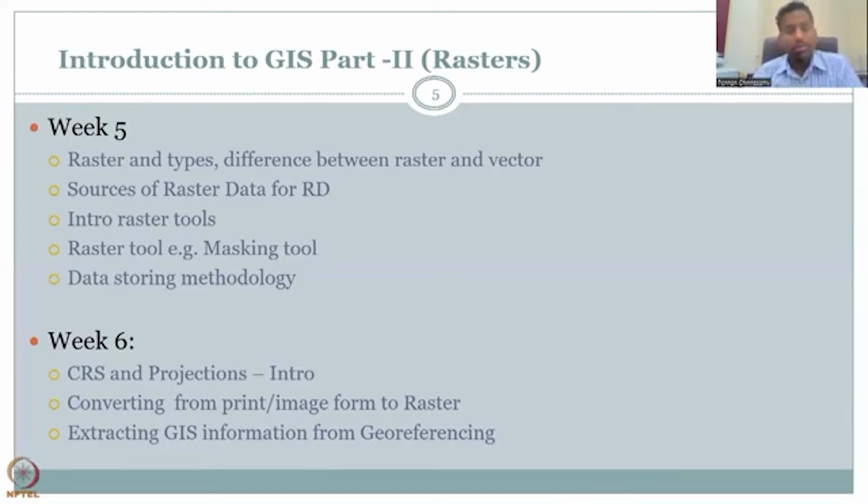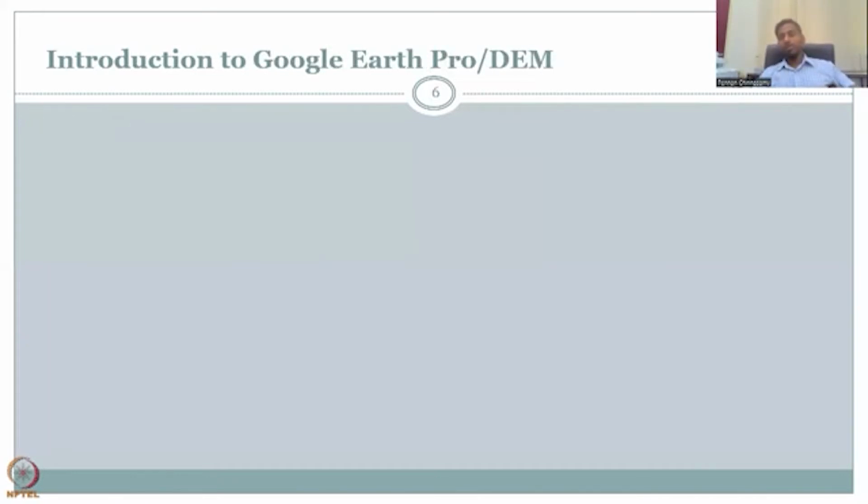Then we have week 6, where we talked about CRS and projections; we gave an intro to coordinate reference systems and projections, which are very important. But nowadays, because the data is dynamic, you can change them using GIS software, very quickly. In those times, you had to go to the catalog, change it, copy-paste it, etc. Now it changes with the click of a button. And then you also had a hands-on tutorial on converting a print image to raster, georeferencing an image. Once you georeference, you can extract data and information from it through extraction tools or new shapefiles.